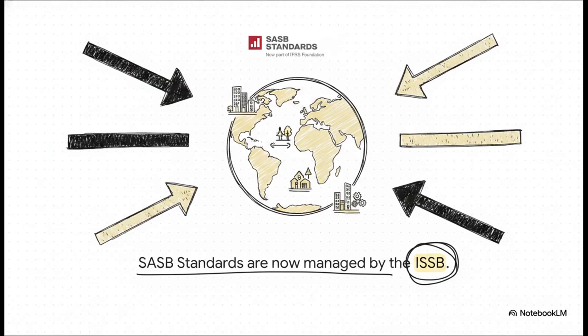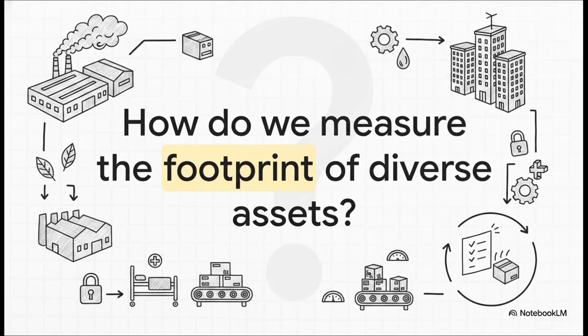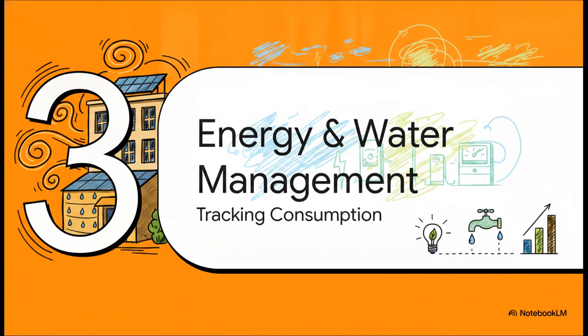The ISSB is actively evolving these standards so real estate entities all over the world can report their sustainability data in a uniform, standardized way. But you really have to ask yourself, with a portfolio that spans everything from sprawling industrial parks to dense high-rise hotels, how on earth do we actually measure the environmental footprint of such incredibly diverse assets? I mean, a hospital consumes water and power entirely differently than a warehouse. So this framework has to be flexible enough to handle all that diversity, but rigid enough to give investors data they can actually compare. Let's look at how they pull that off in Section 3, Energy and Water Management.